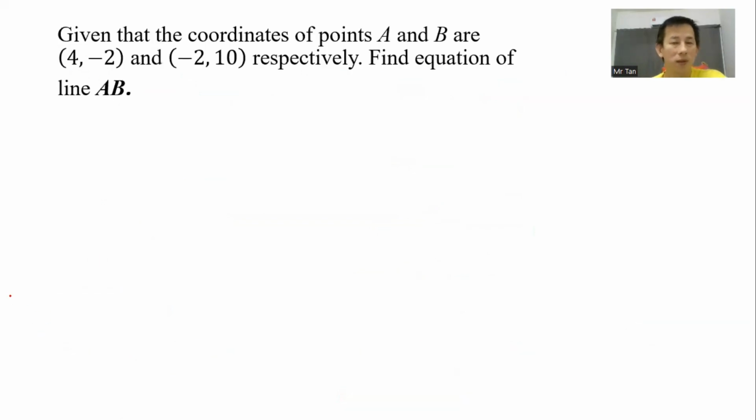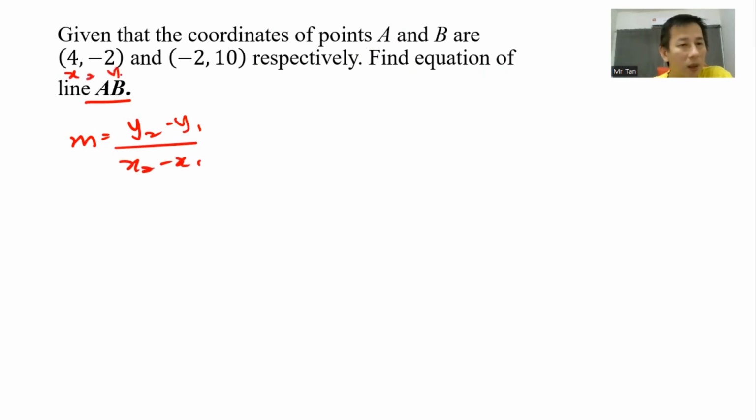Now let's try another question. Given that the coordinates of points A and B are 4, -2 and -2, 10 respectively, find the equation of line AB. So slightly different. They give you the coordinates and ask you to find the equation of AB. So same, we just use m equals y2 minus y1 over x2 minus x1. Let's take this as x2, y2, x1, y1.